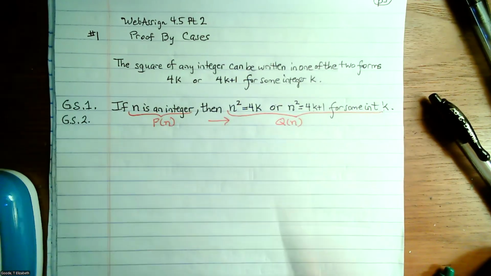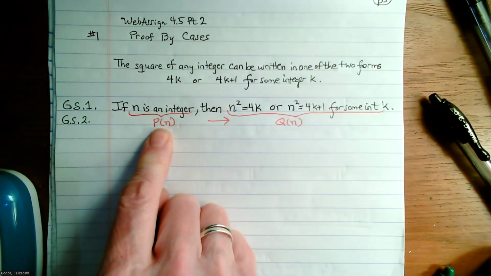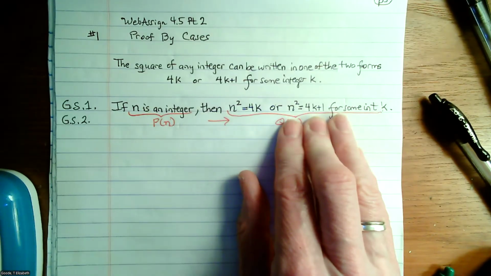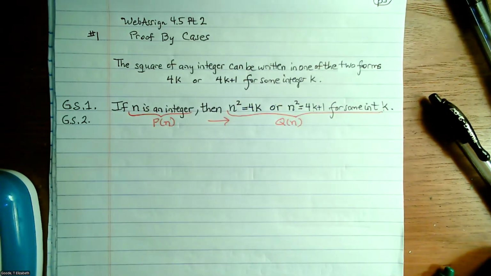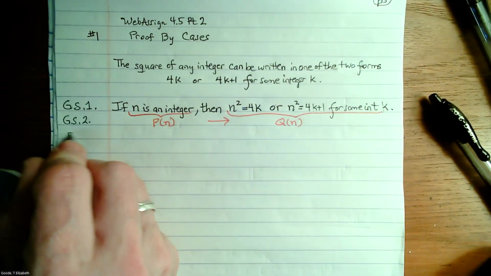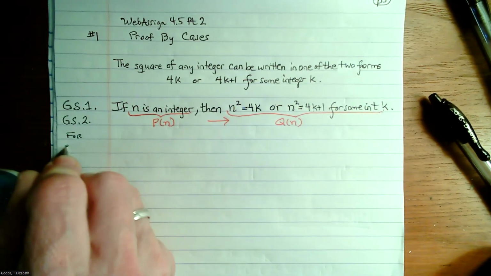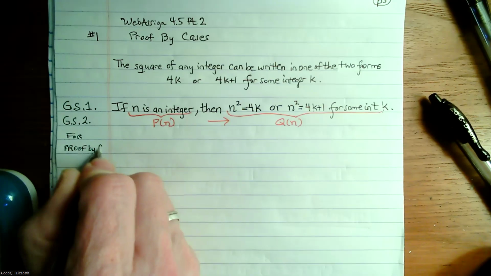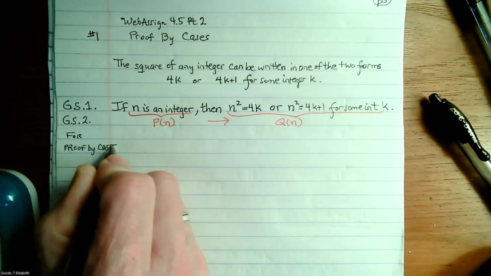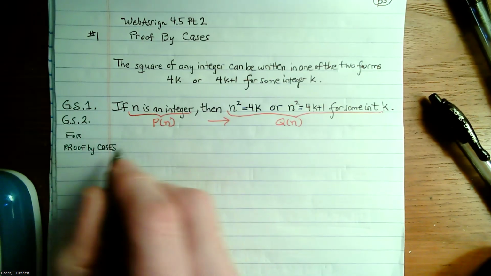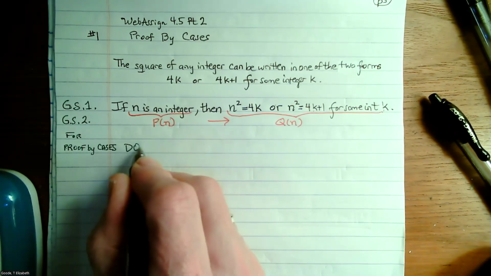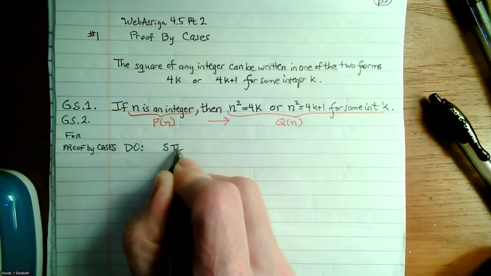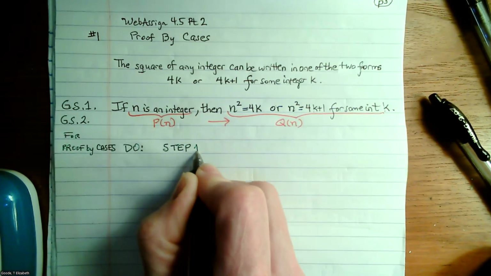And we're just going to assume that we have an integer n, and then we want to prove that either this happens or this happens. Now, for proof by cases, we have two other steps that we execute in order to also identify the divisor and set up our cases.